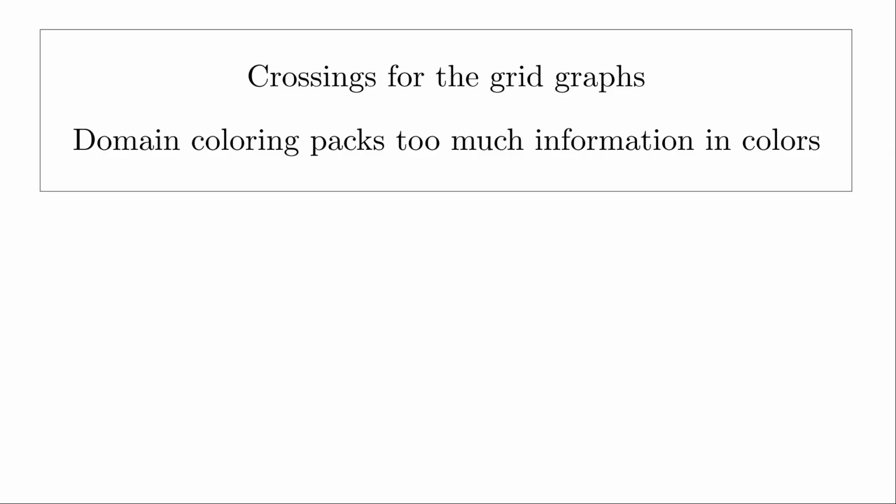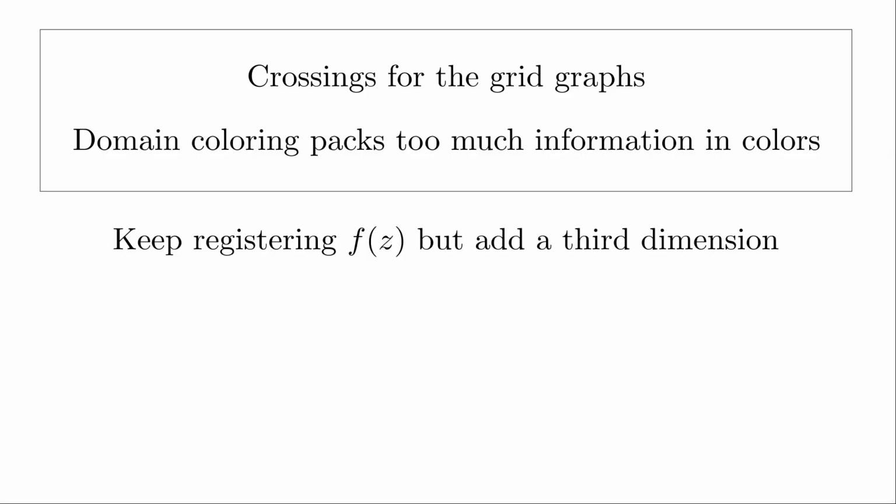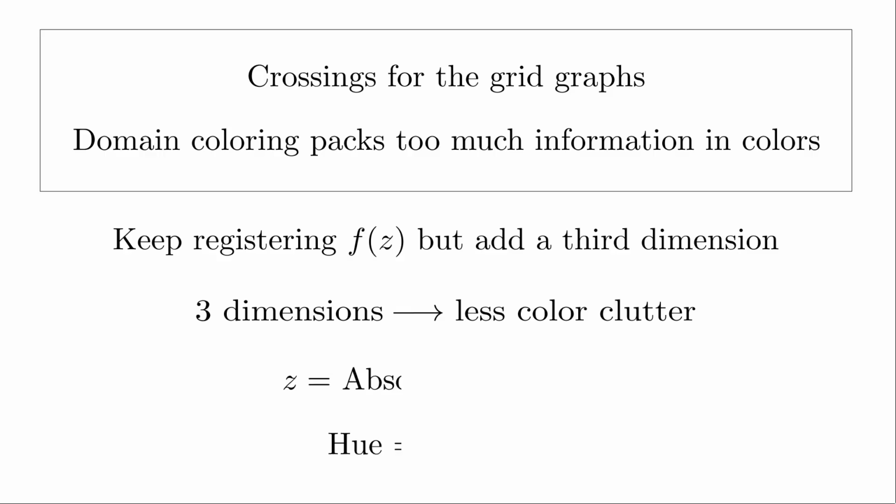One possible improvement is that since we can spare a third spatial dimension, then we only really need to use one color dimension. If we do this right, we can keep the general spirit of domain coloring, but making the colors easier to interpret. Let's see what happens if we use the z-coordinate for the absolute value and keep using the hue for the angle.